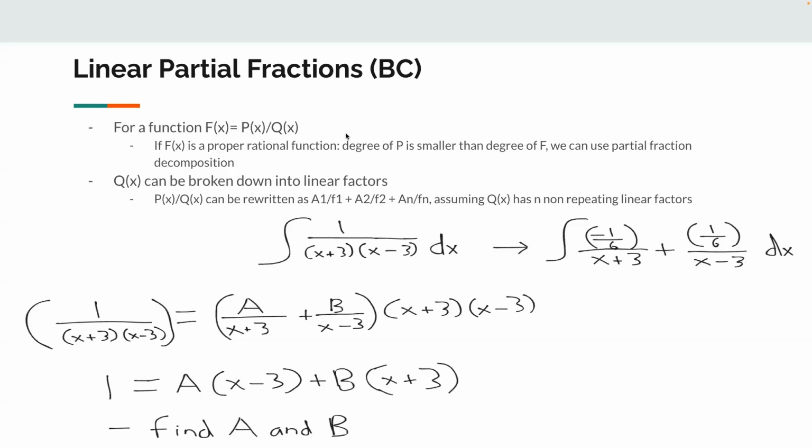This is assuming q of x has n non-repeating linear factors. Here's an example. Let's say I want to take the integral of 1 over x plus 3 times x minus 3. The first step is that I'll rewrite it as a over x plus 3 plus b over x minus 3. Then I'll multiply by x plus 3 times x minus 3 on both sides. That turns into 1 is equal to a times x minus 3 plus b times x plus 3. Then we just find a and b. To find a, we set x equal to minus 3. Then the b cancels out, and we get a is equal to negative 1 over 6. For b, we set x equal to 3, and we get b is equal to 1 over 6.